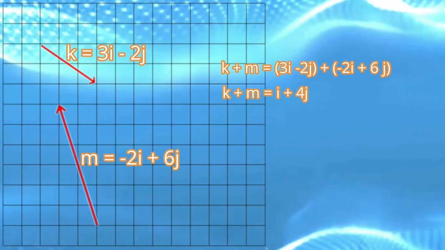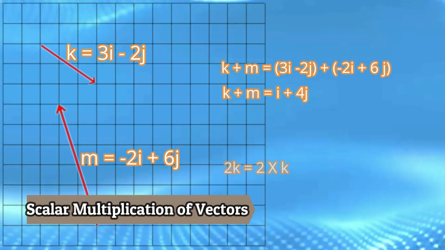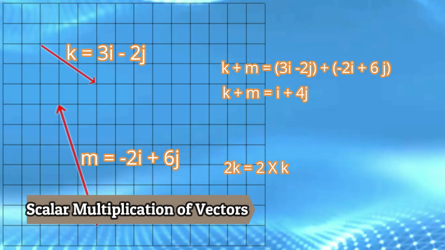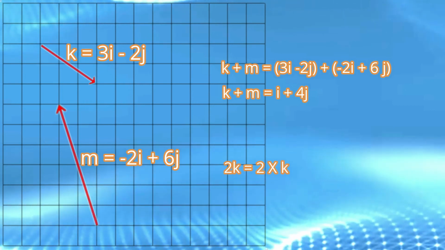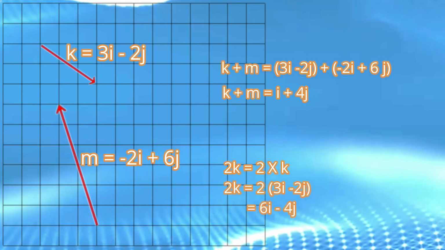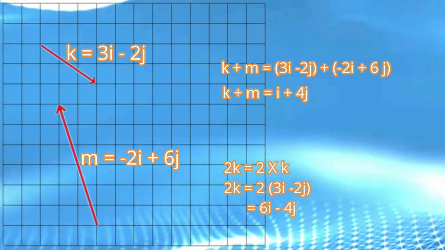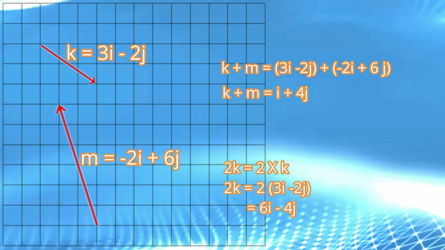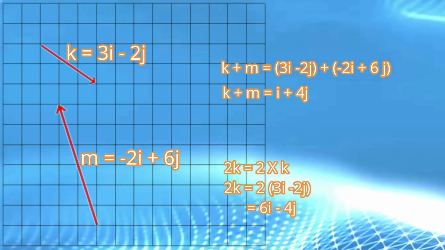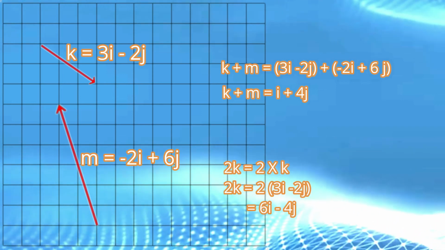How to find 2k? 2k is a scalar multiplication between 2 and vector k. You simply multiply 2 with every element in k. So 2 times 3i is 6i and 2 times negative 2j equals negative 4j.